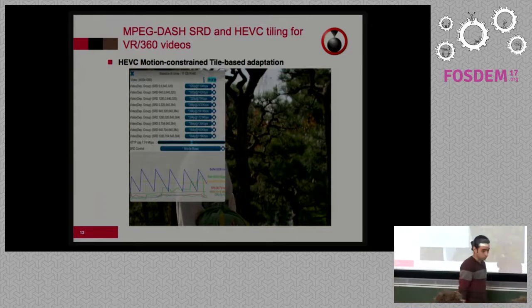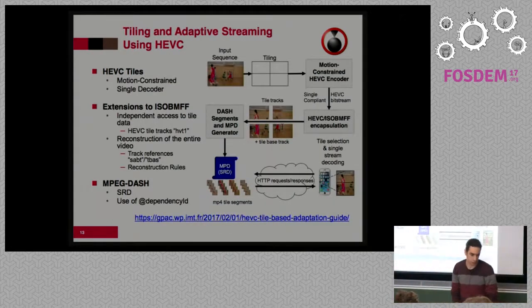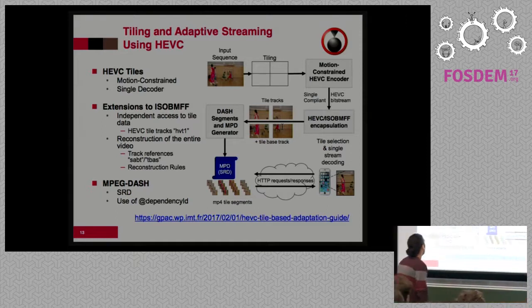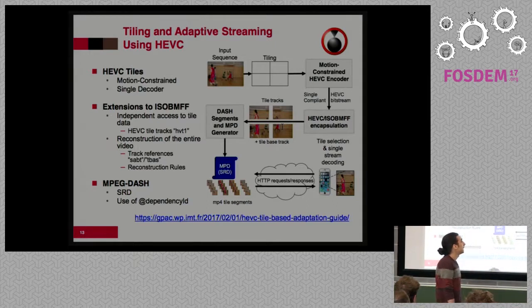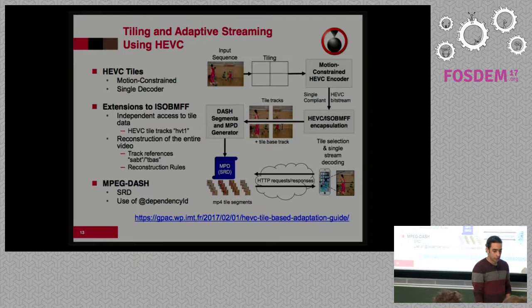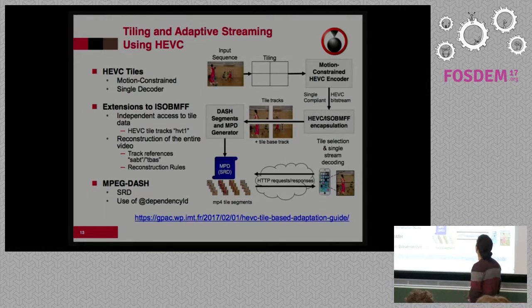So for this second adaptation, after tiling we encode the video using a motion constrained HEVC encoder, and after encapsulation we have the tile tracks and the tile-based track. After that, you can generate an MPD using an MPD generator to have the MPD file and the MP4 tile segments. Then you can play it with our player, for example, using HTTP requests. You can choose any tile that you want to play, as I said before, or just one tile.